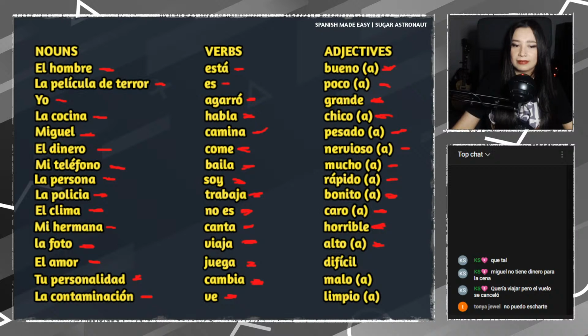Alto, tall, okay? Difícil, difficult, hard. Malo, bad, the opposite of bueno. And limpio, clean. Okay? So those are the adjectives. I hope you remember all of them. Now, let's construct sentences, as many as we can, okay?